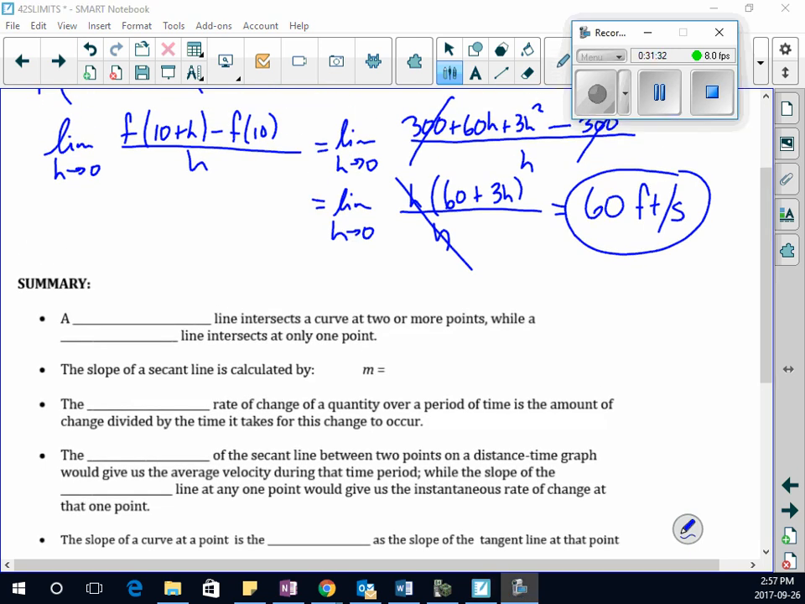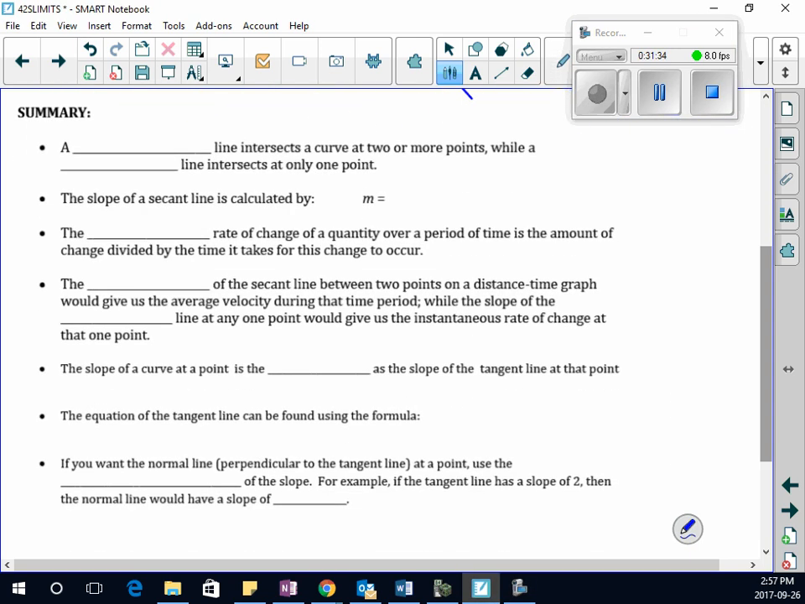Here's the summary then. A secant line intersects a curve at 2 or more points, while a tangent line intersects only at 1 point. The slope of a secant line is calculated by m equals y2 minus y1 over x2 minus x1. Everybody good? Okay.